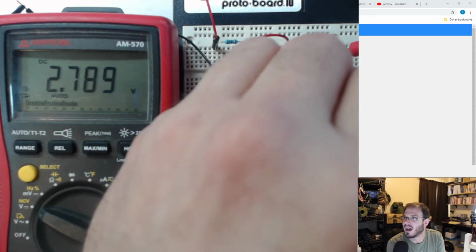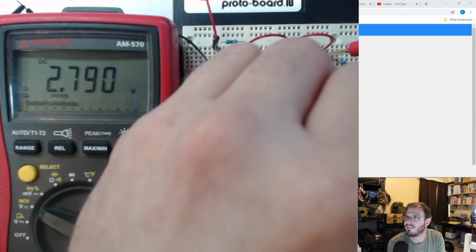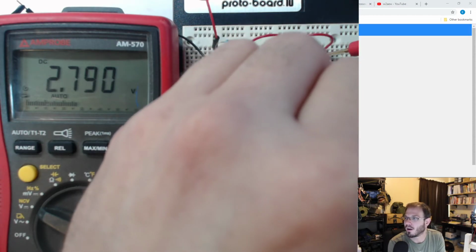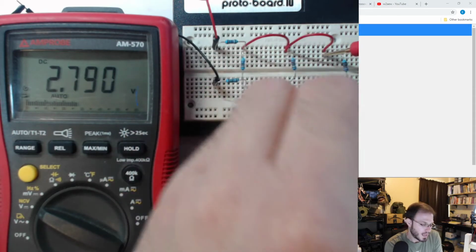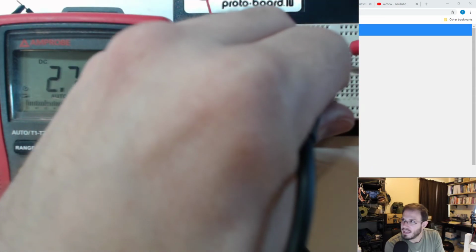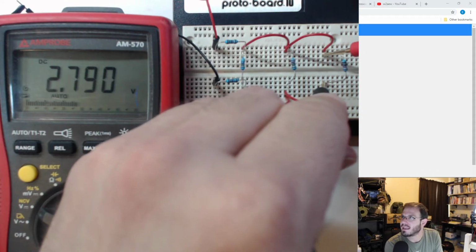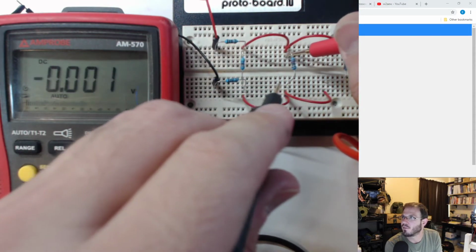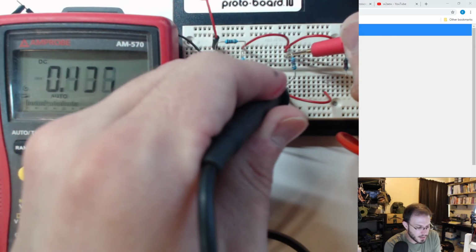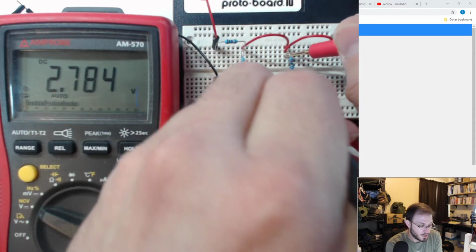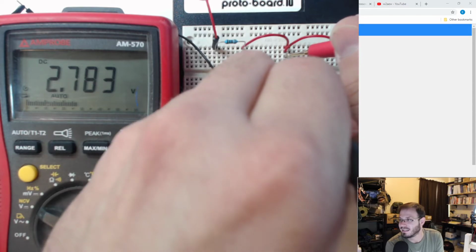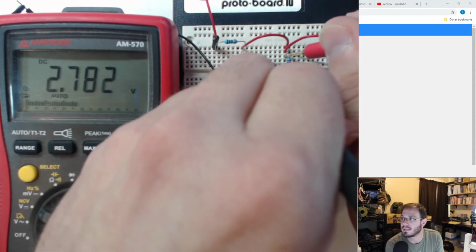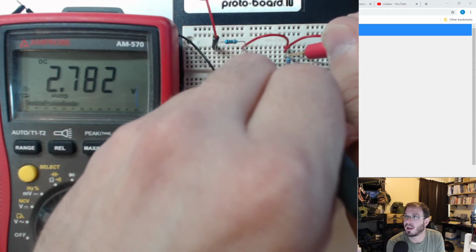2.789, 2.790. Okay, 2.79. If you look, this 2.2K is in parallel with this other 2.2K. I'm expecting them to be the same voltage, 2.79. Okay, 2.785. That's not much of a difference. These two have the same voltage drop across them, okay?